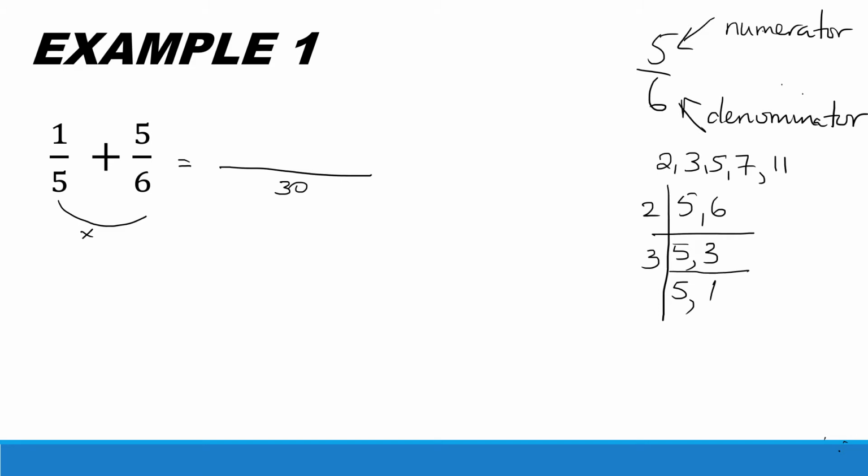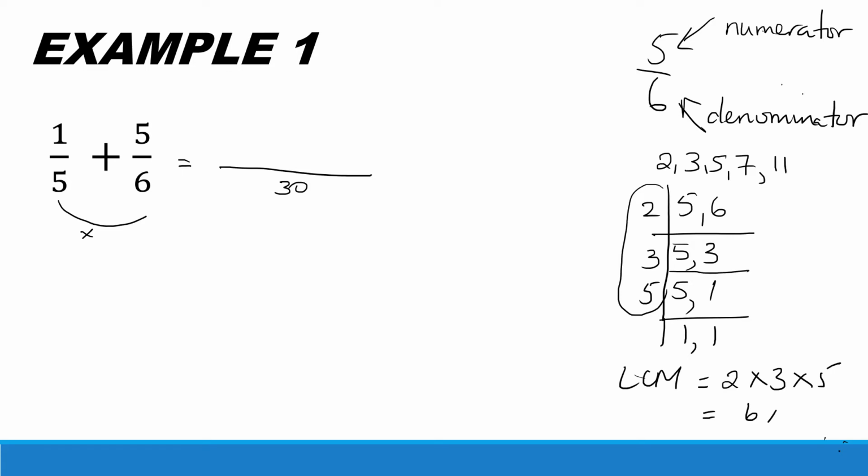And can you guess the third prime number to use? 5. 5 into 5 is 1. We're going to bring down the other 1. So the LCM would be the numbers on the outside, the prime numbers we used: 2 times 3 times 5. That would be 6 times 5. That is 30. So the LCM is 30.